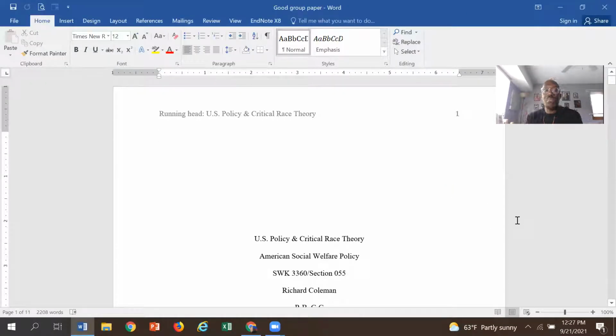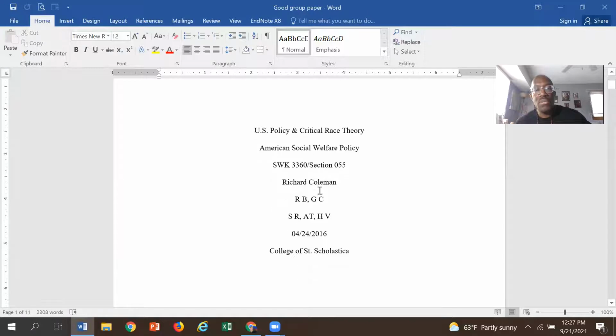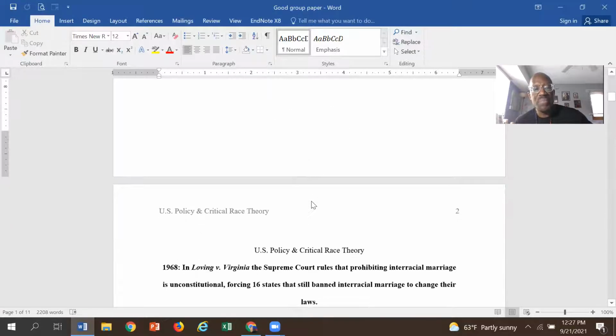So here's a group paper that was done in policy. And then you'll notice all the things that I talked about earlier in terms of the writing header is here. The title of the paper. This is a good format in terms of how it's laid out. These are the abbreviations for the students in terms of the names, because they didn't want to put all the names there. But for you, it would be your particular name here. So this is your title page, what it looks like.